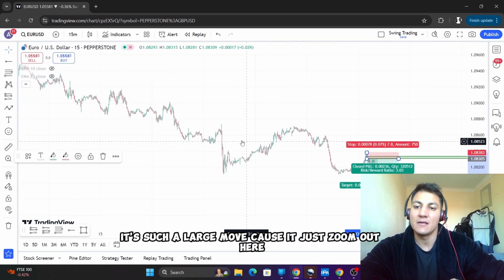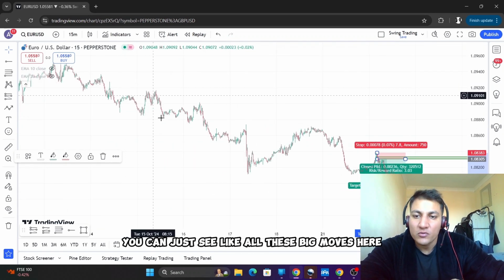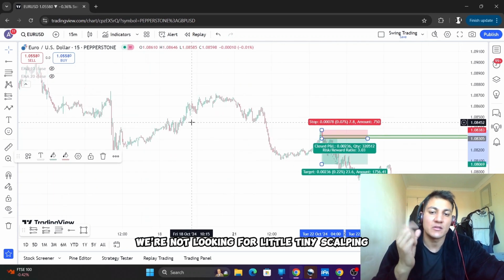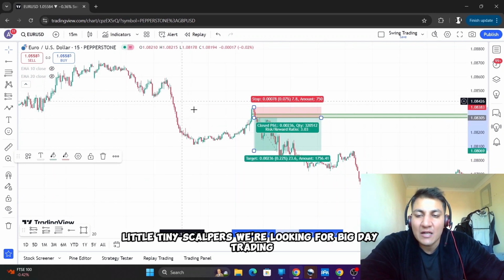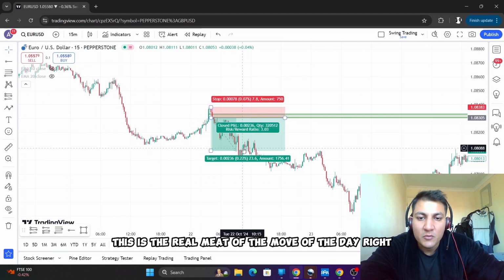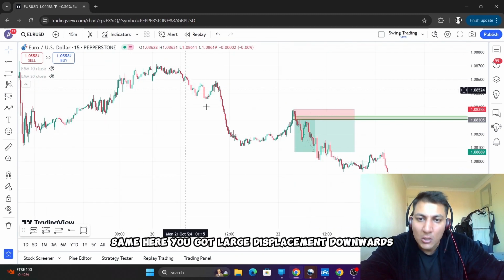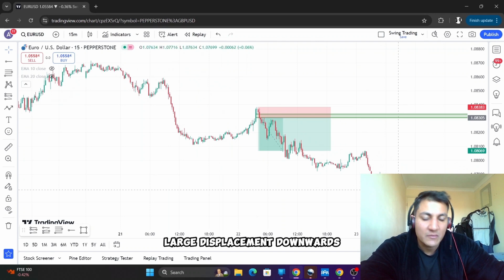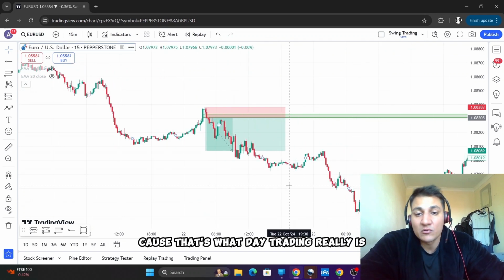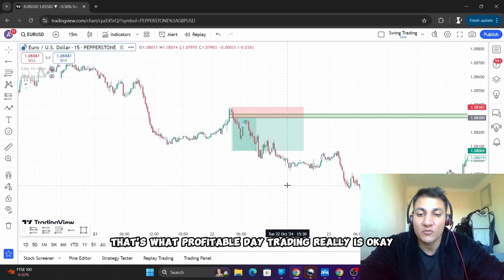Because just zoom out here, you can see all these big moves here. We're capturing large moves. We're not looking for little tiny scalping moves. We're looking for big day trading moves, big real moves. This is the real meat of the move of the day, right? Same here. You've got large displacement downwards, and we just want to capture that consistently, because that's what day trading really is. That's what profitable day trading really is.